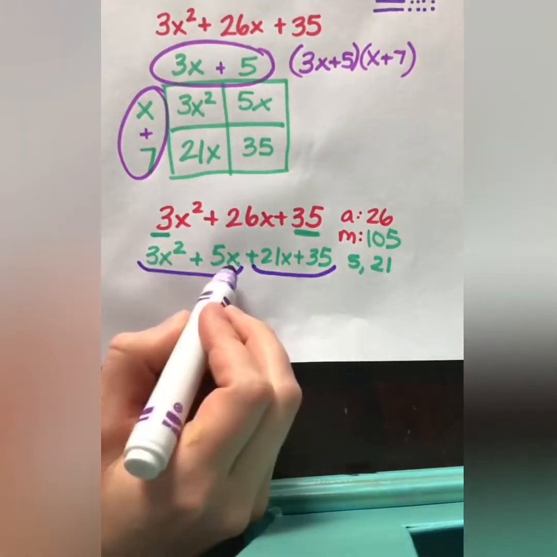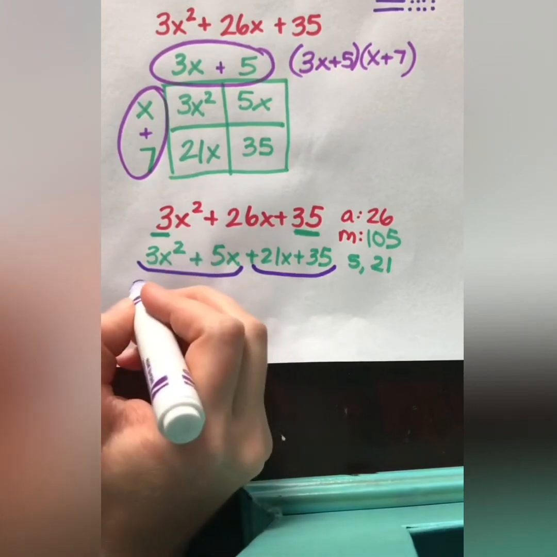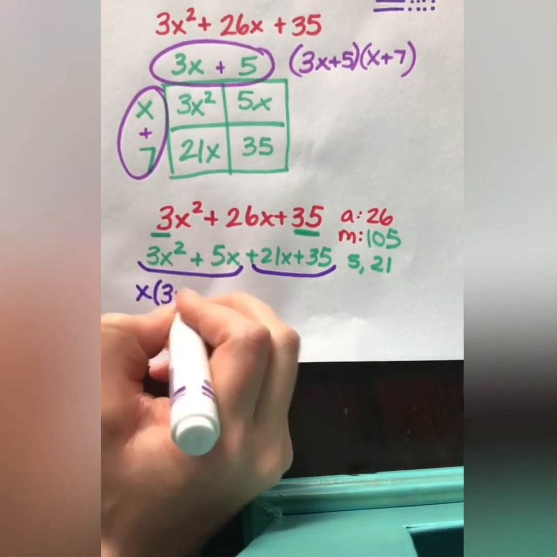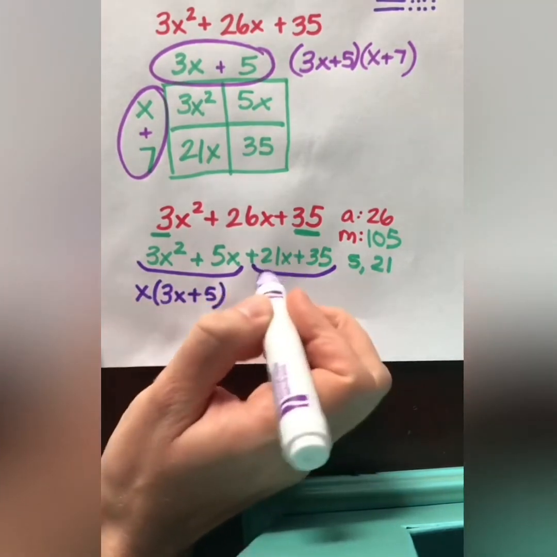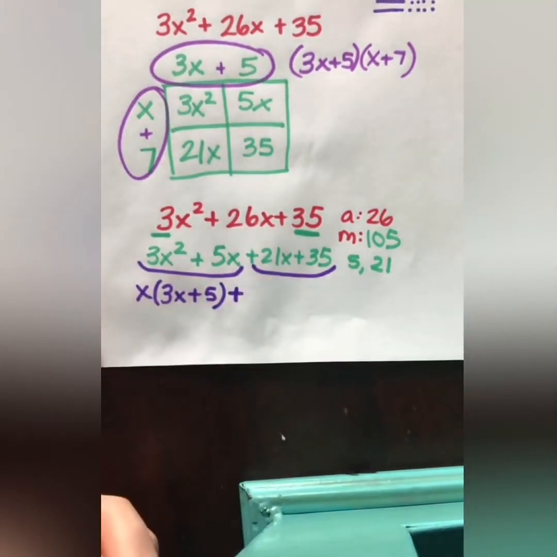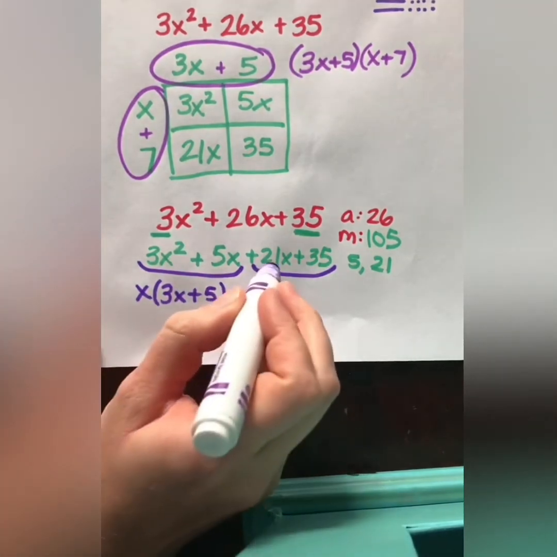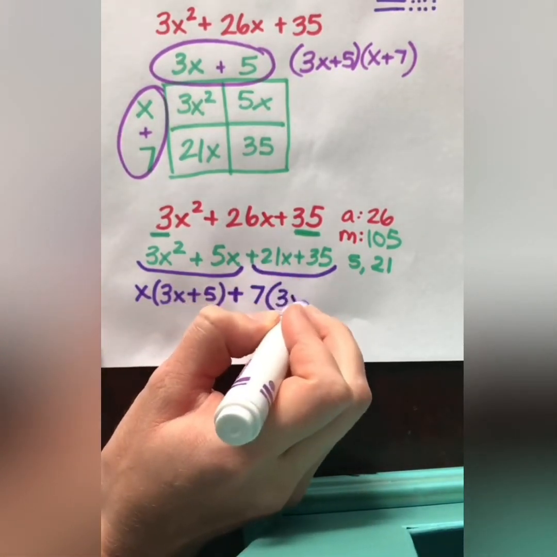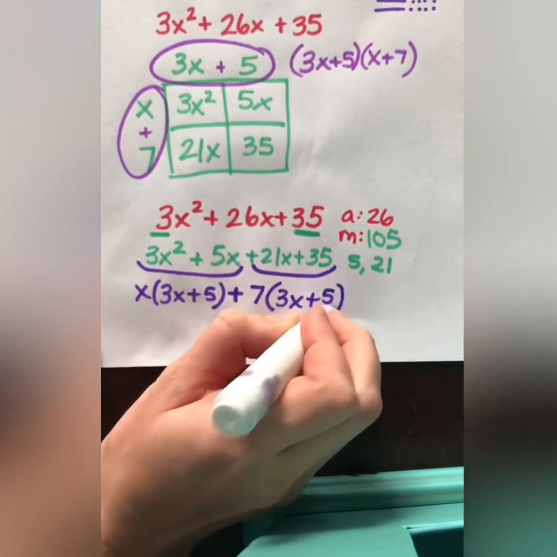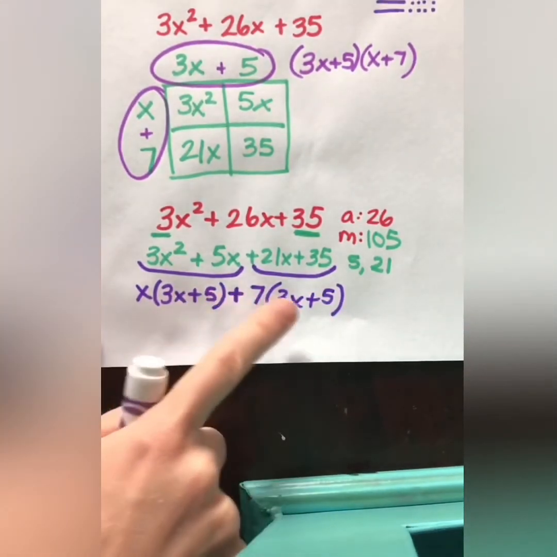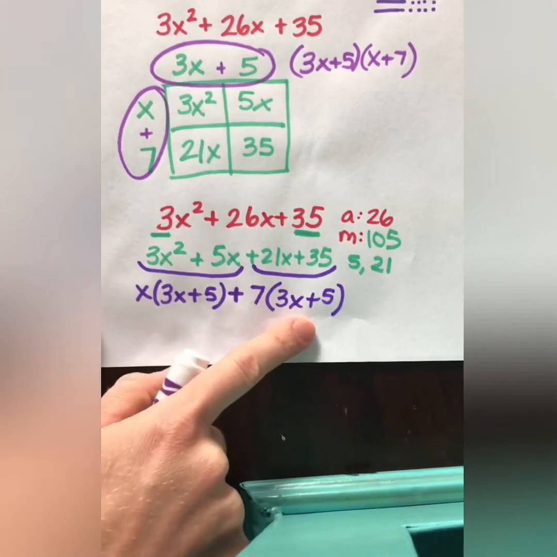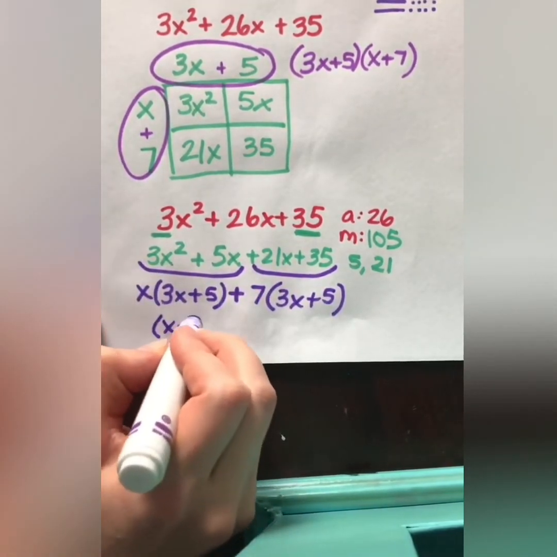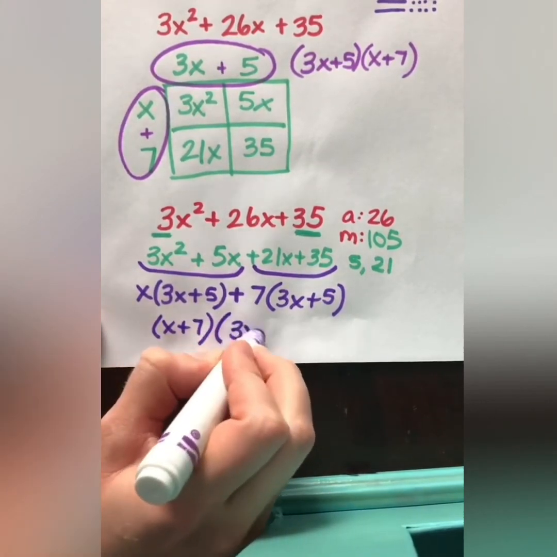All right, let's factor each group. In this first group, we can factor x, so we get 3x plus 5. And in the second group, we can factor out a 7. So we get 7 times 3x plus 5. So you can see again that these match, and that's the goal. You can rewrite this expression as x plus 7 times 3x plus 5.